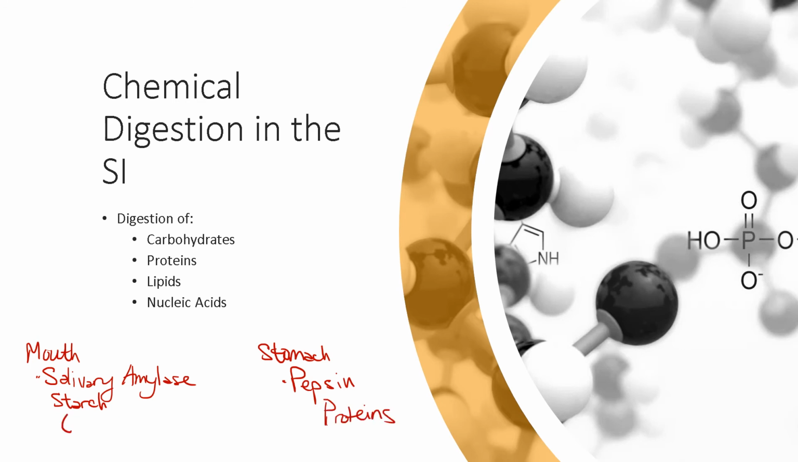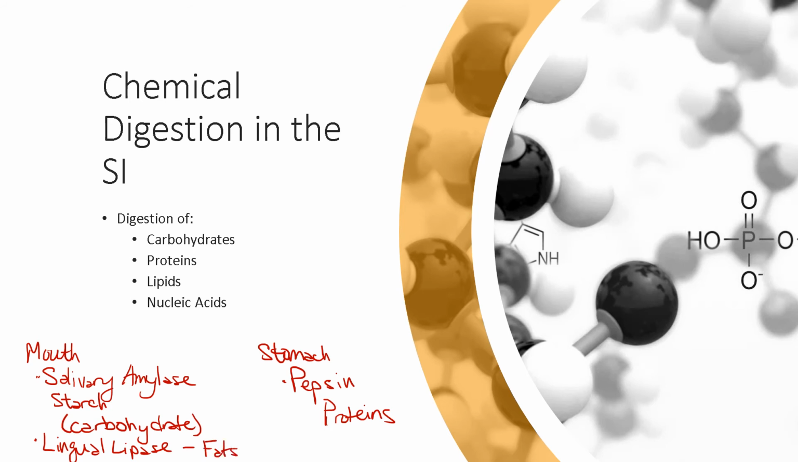So starch, I'll put it here, so carbohydrate. Pepsin in the stomach is going to digest proteins into smaller fragments of proteins, which are peptides. Also in the mouth, we have lingual lipase. Remember, this is going to convert fats, triglycerides, into fatty acids and monoglycerides. Essentially, it's going to digest those fats and oils.